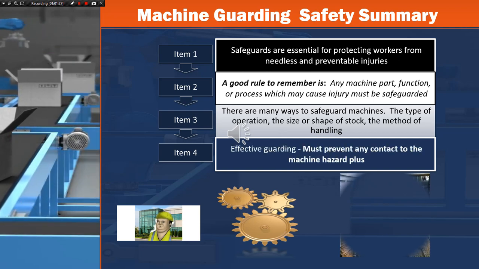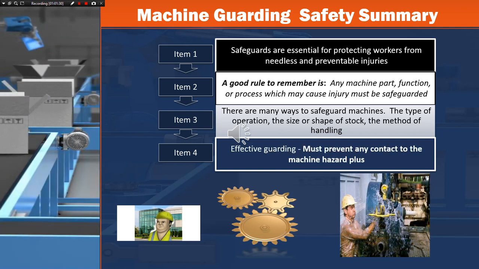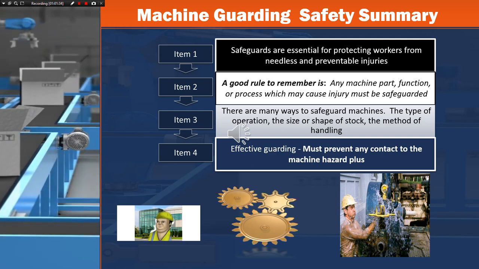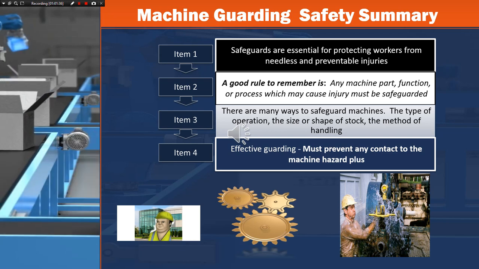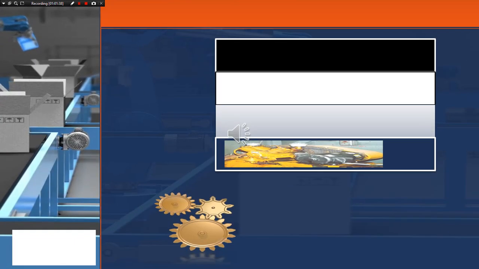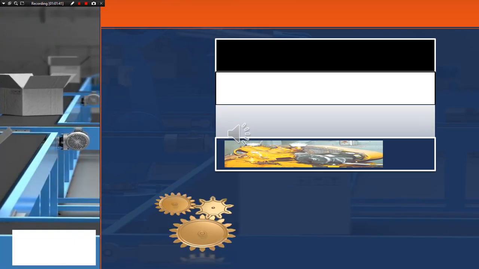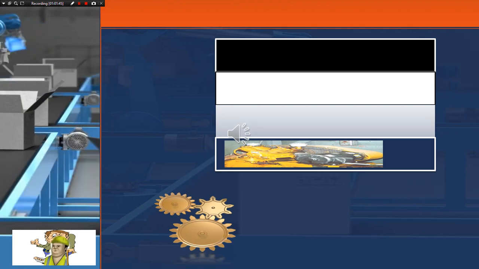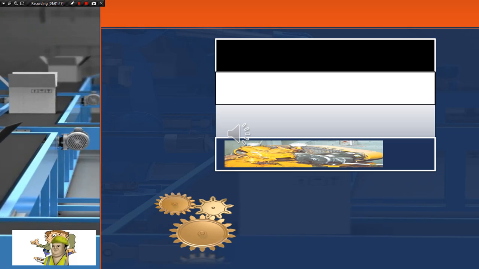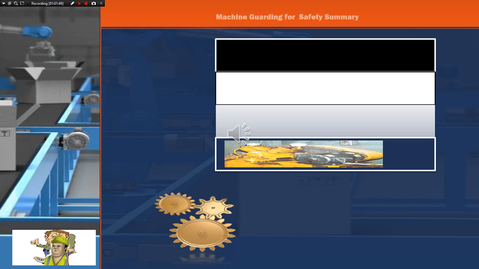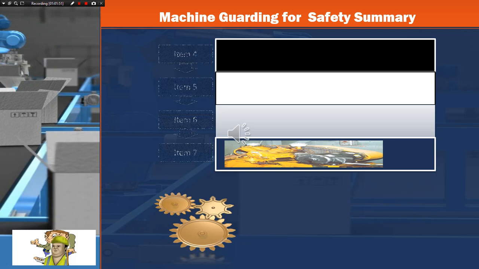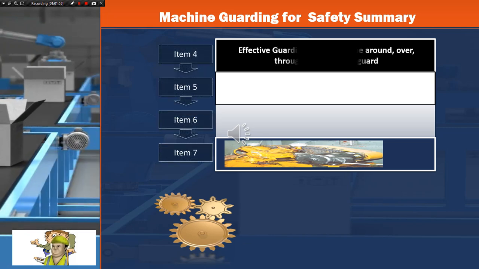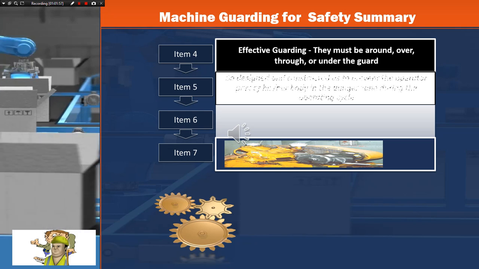Item 4. Effective guarding must prevent any contact to the machine hazard plus prevent access around, over, through, or under the guard. It must be so designed and constructed as to prevent the operator from placing any part of his or her body in the danger zone during the operating cycle. The machine or its dangerous moving parts are positioned so that the hazardous areas are not accessible.